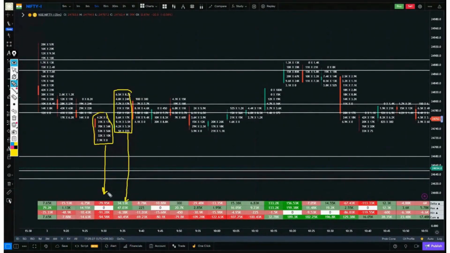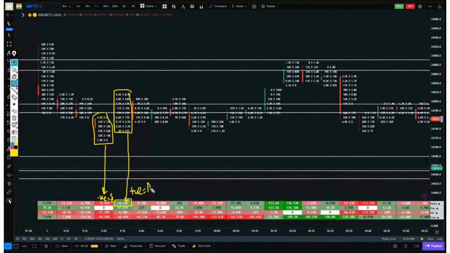Now see, whenever the value of sellers is higher, it appears inside the red box and there is a negative sign in front of the value. We call this negative delta. This means that in that particular candle, there are that many more sellers. Positive delta means that there are more buyers inside that candle, like here, 34,000. Okay, we call this positive delta.